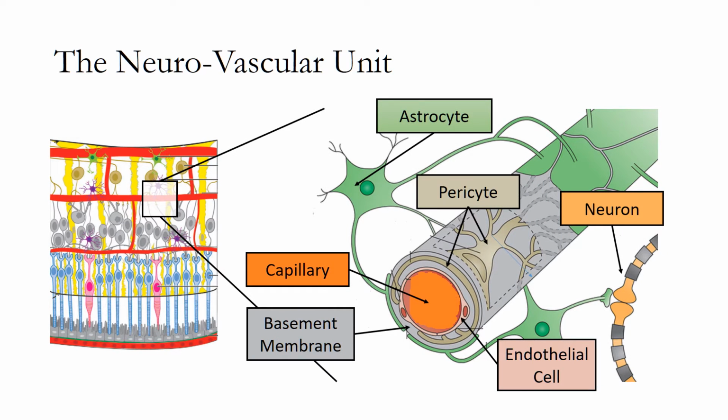Looking with higher magnification at the capillary level, the essential components are indicated in this slide. They are, from left to right, the basement membrane, the astrocyte, the pericyte, the endothelial cell, and the neuron. Collectively, these components make up the neurovascular unit.